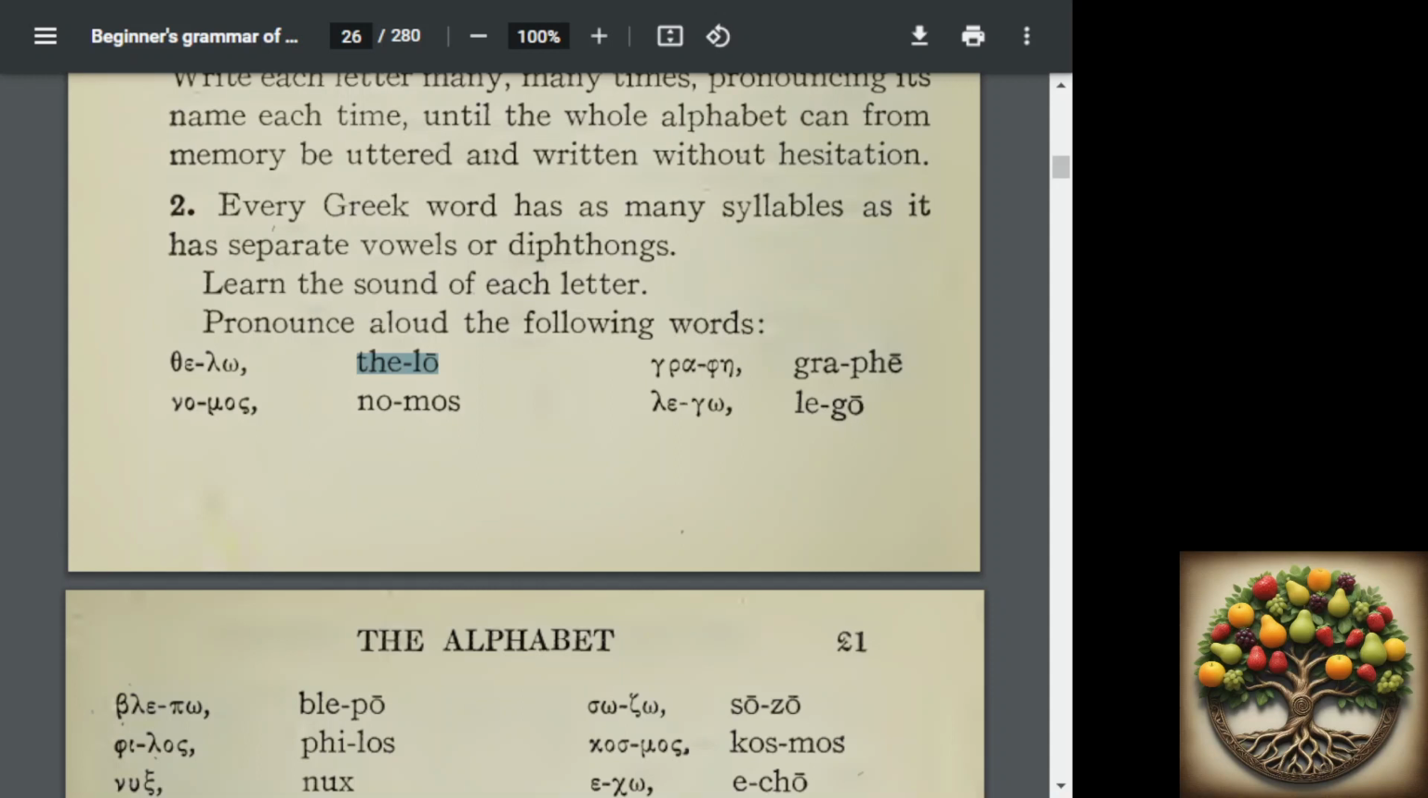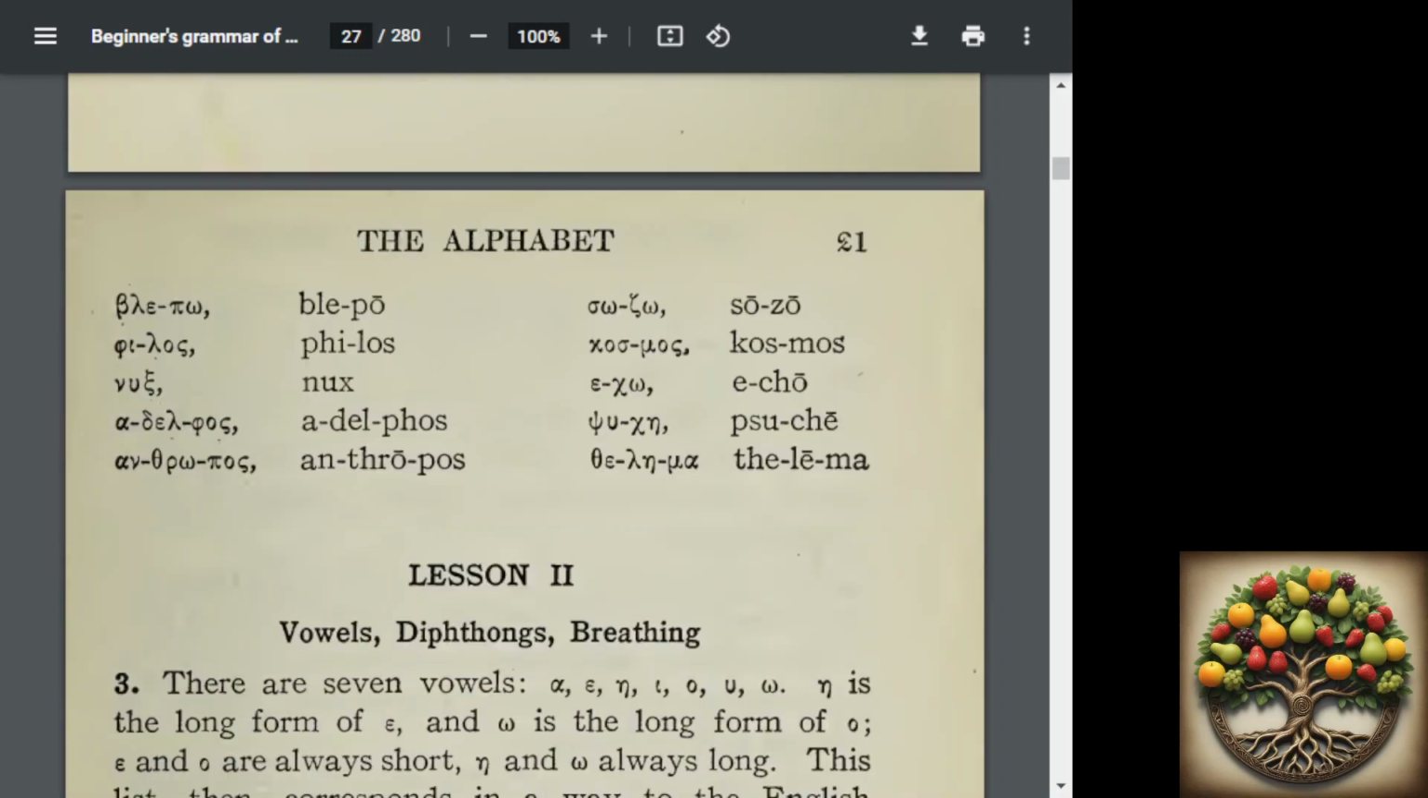Fellow, nomos, graphe, lego, blepo, philos, nukes, adelphos, anthropos, or anthropos, sozo.